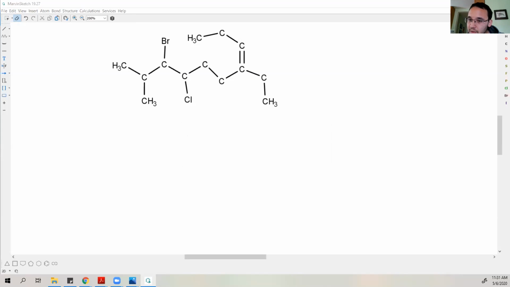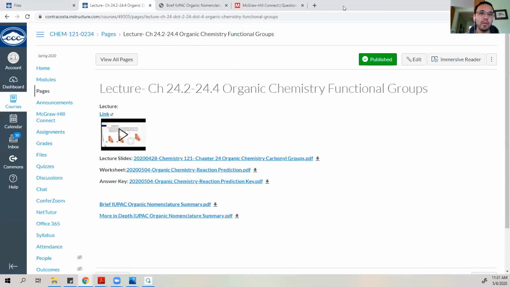Zia, you're almost right, but you're missing a section for your substituents. So go back and look at your substituents. You have a mistake in there. Oh, sorry. Let me move this one over.